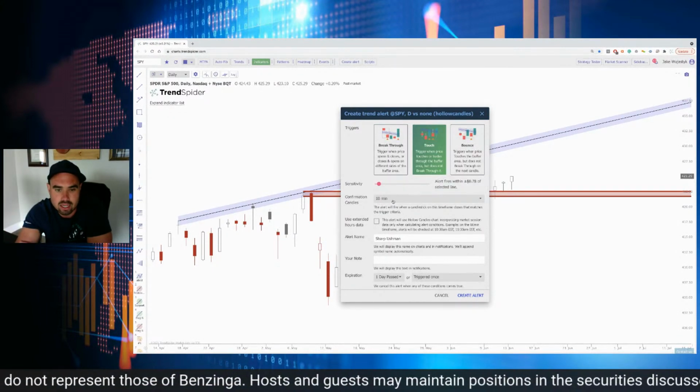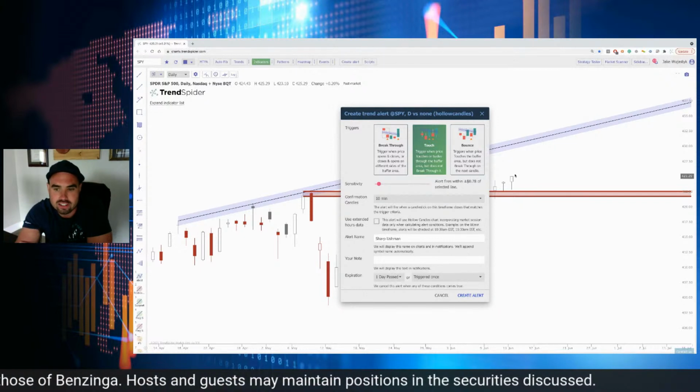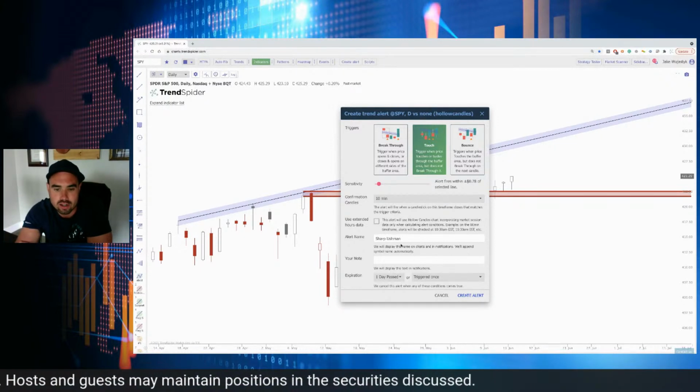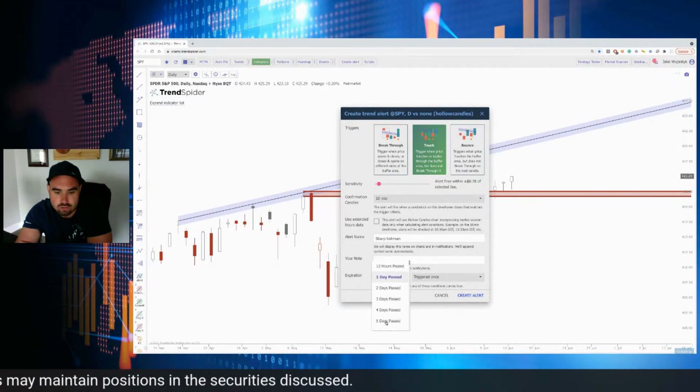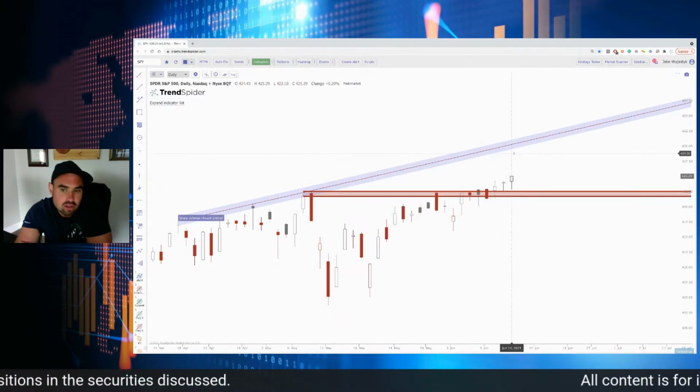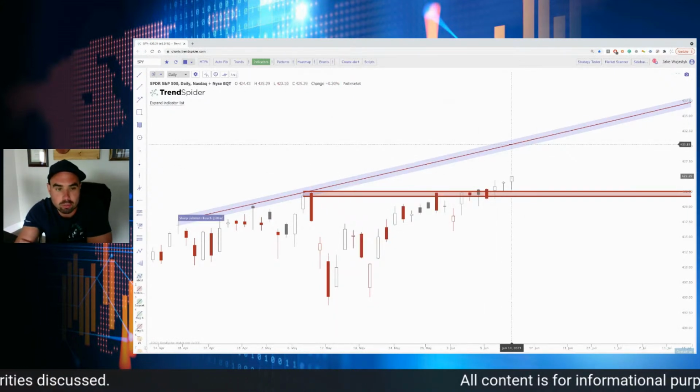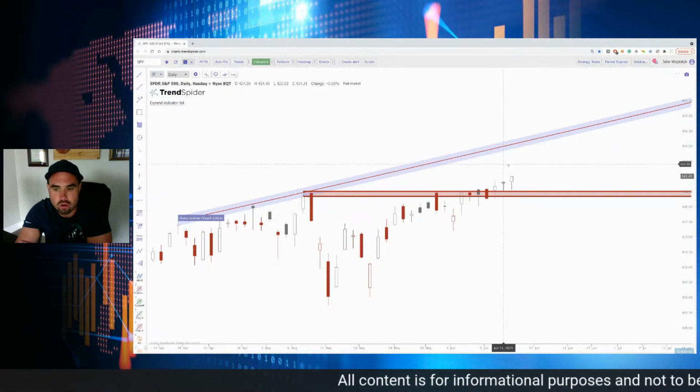And let's add the 10-minute candle here. So that means whenever the 10-minute candle closes in this purple area, we'll be alerted. Make this for 5 days. And now, if the price action gets up to this area, we'll be alerted through our phone or email. So all in all, very strong move today in SPY.